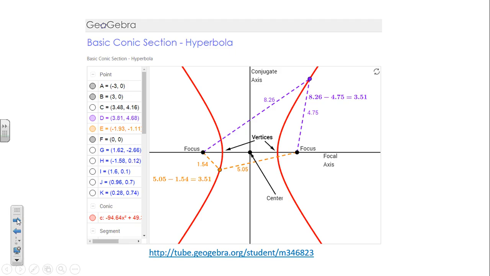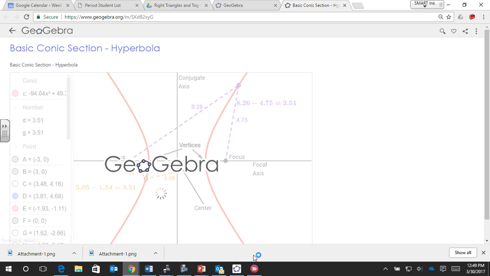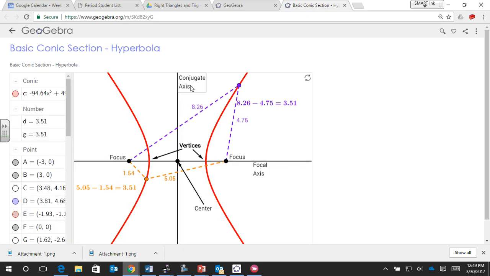Here's a quick GeoGebra applet to show you how these guys work. And they've nicely labeled the foci, the vertices, the center. They call it a conjugate axis, that is the opposite axis that does not contain all of the parts. It only contains the center. But they call this the focal axis. Our book calls it the transverse axis.